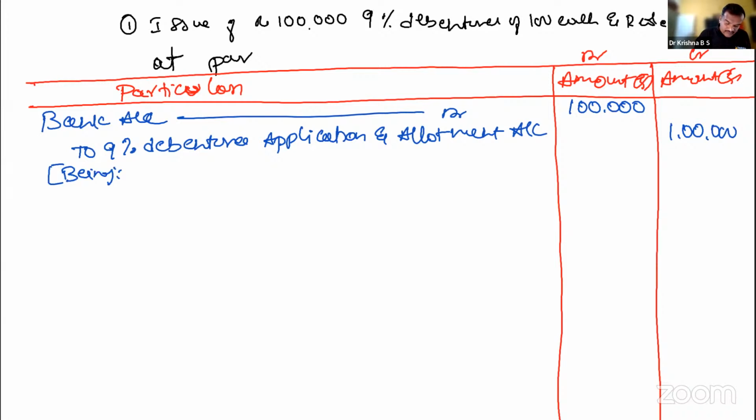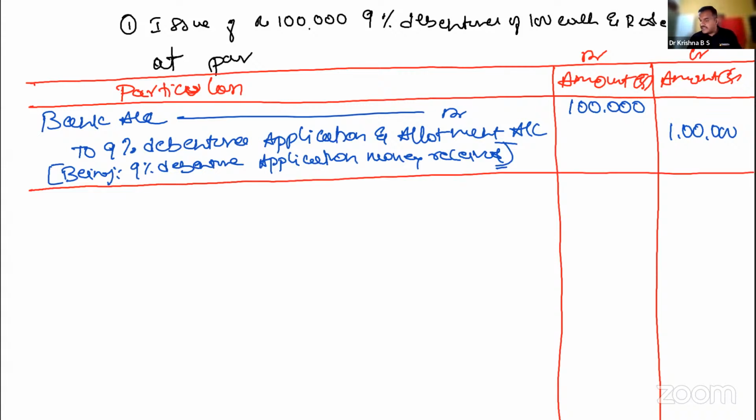Being 9% debentures application money received. Okay, this is the first journal entry. This is the first journal entry. Second entry. Let us go to the second entry. What is the second entry that I have told? Debentures.